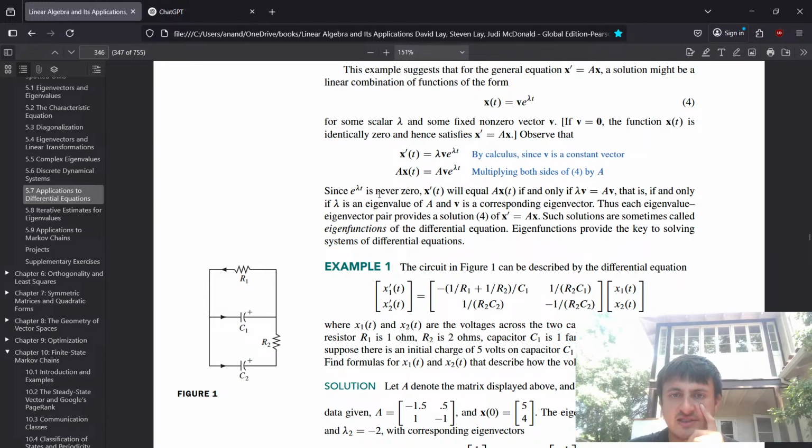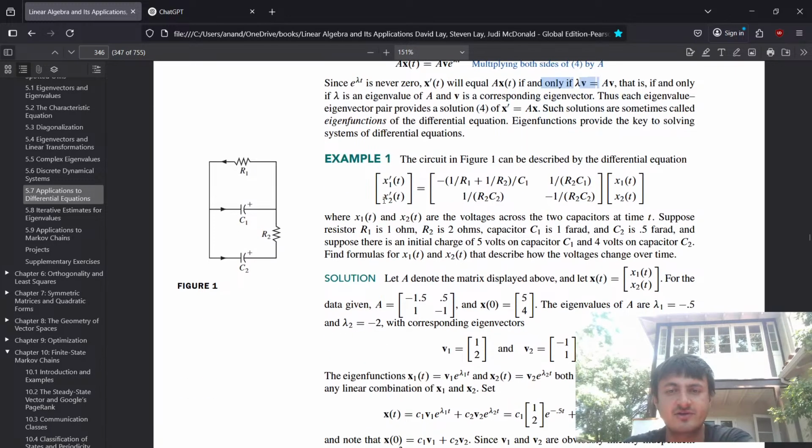Since e to the lambda t is never 0, x prime will equal Ax of t if and only if lambda v is equal to Av. That is, if and only if lambda is an eigenvalue of A and v is its corresponding eigenvector. Thus, each eigenvalue-eigenvector pair provides a solution of x prime equal to Ax. Such solutions are sometimes called eigenfunctions of the differential equation. Eigenfunctions provide the key to solving systems of differential equations.